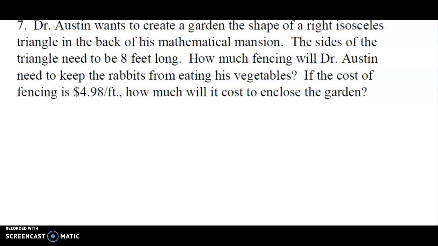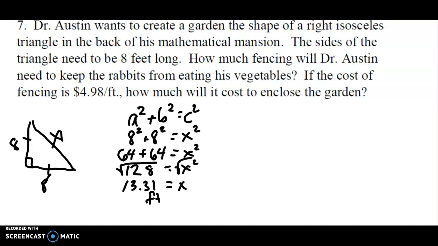So the first thing we want to do is draw the picture. So it's a right triangle, and it is isosceles, meaning that those two sides are equal, and they are both 8. And what we're going to try to figure out is the length of the other side. So I'm going to pause the video and have you do the same thing, and go ahead and find for me the length of x. Okay, so we figure out that the length of the third side is 13.31 feet.